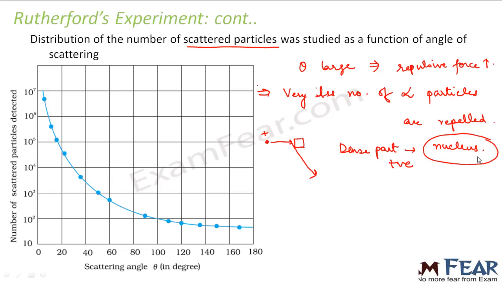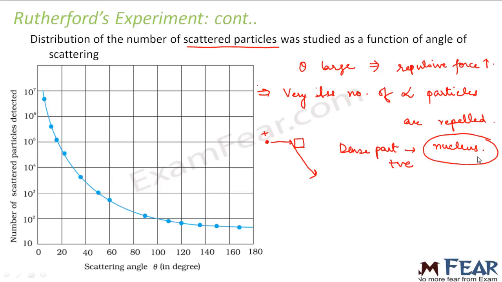Right? So therefore it was concluded that most of the mass of the atom is concentrated at the nucleus. So what is the remaining portion of the atom? The remaining portion is empty, and it consists of the electrons which are orbiting around the nucleus. So now the question is, how are the electrons arranged, or how is the electron distributed in an atom?